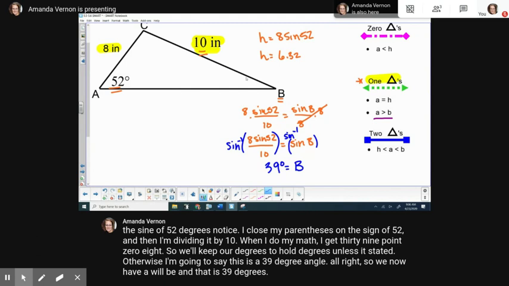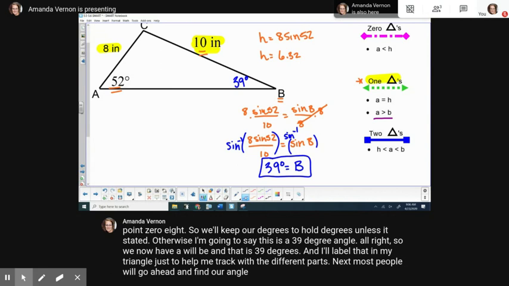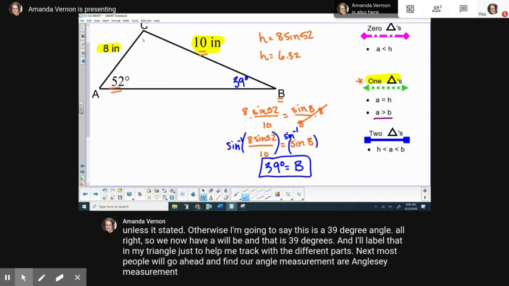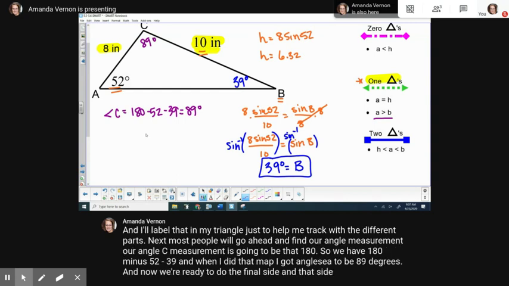All right, so I'm going to label that in my triangle just to help me track with the different parts. Next, most people will go ahead and find our angle measurement. Our angle C measurement is going to be 180 minus 52 minus 39. And when I did that math, I got angle C to be 89 degrees. And now we're ready to do the final side, and that's side length C, little c.